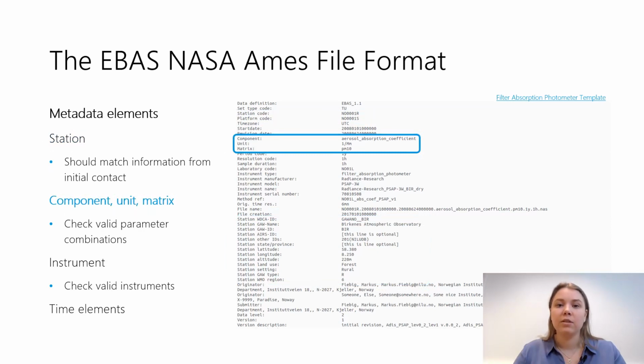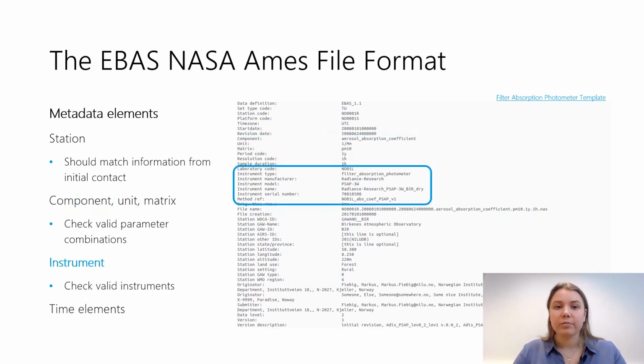Then you have component, unit, and matrix. This needs to follow valid parameter combinations, which can be found in the EBAS data submission manual. Then you have instrument metadata, which includes instrument type, manufacturer, model, and so on. And also these need to be defined combinations that can be found in the data submission manual. If you do not find your instrument, you can contact the EBAS team.